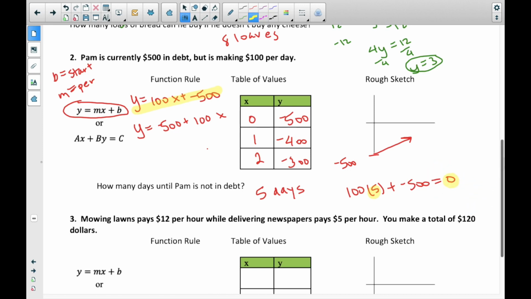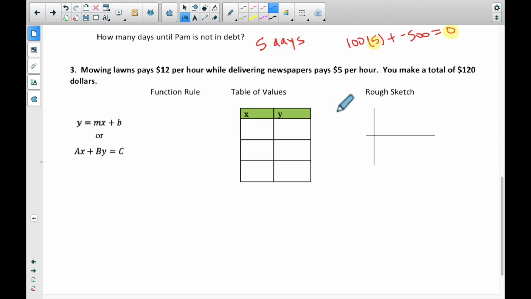She's not in debt. Okay, one more problem on this page. The next page is going to be a little bit different, but similar concepts.